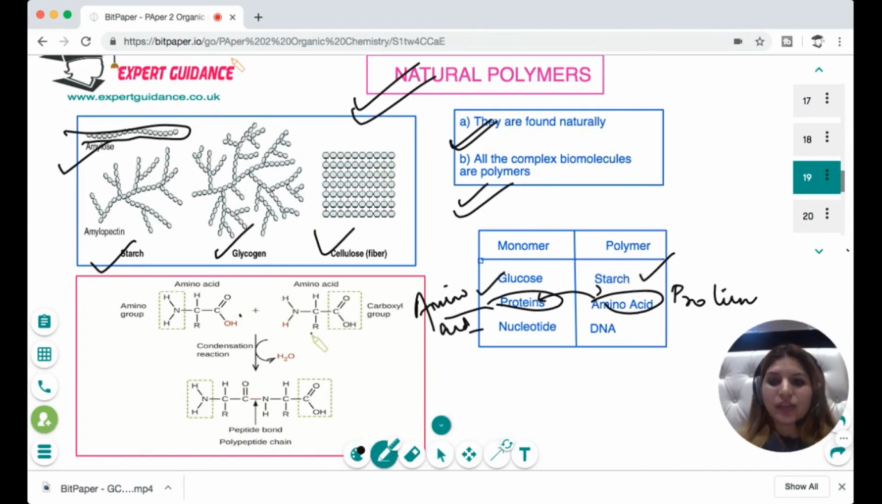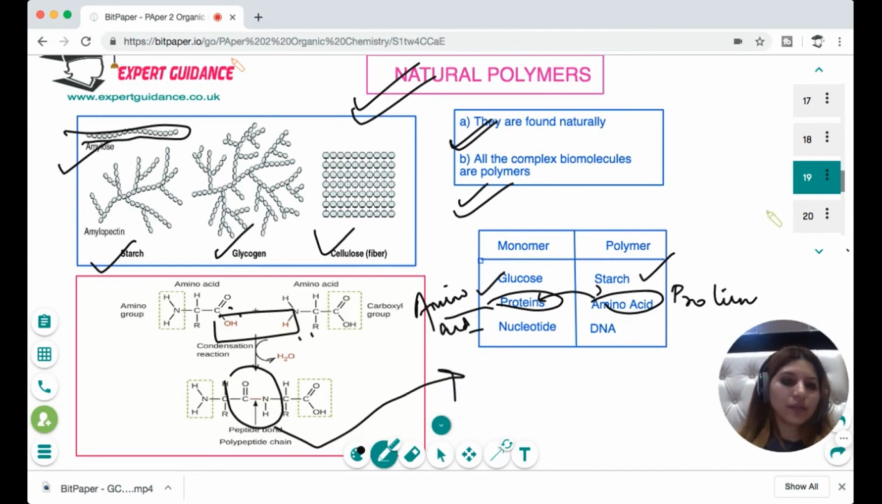And 2 amino acids. Amino acids have a carboxylic group and an amine group together. When they join together, a molecule of water is lost, and it forms a peptide bond, and they are condensation polymers.